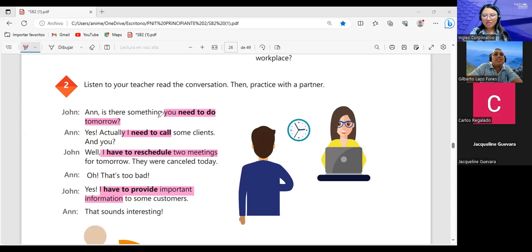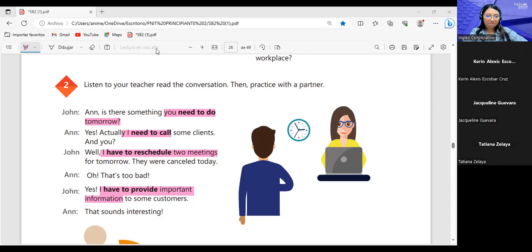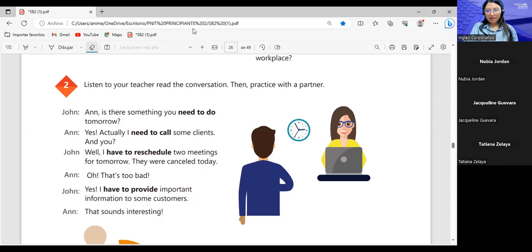Okay, tal vez esa palabra estuvo costosa. Reschedule. I have to reschedule. ¿Y qué es eso, clase? ¿Qué es un reschedule? What's that? Un requerimiento, una solicitud. Not really. No. Cuando yo digo, I have to reschedule two meetings, ¿tengo qué? Asistir o ir. No, not really. No. Es otro verbo. Reprogramar. Ahí está, ahí está.